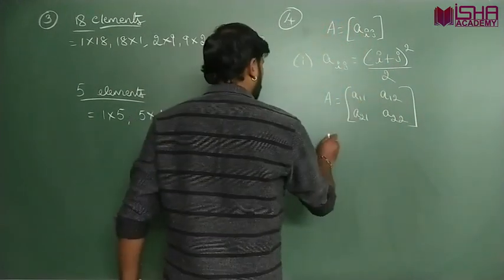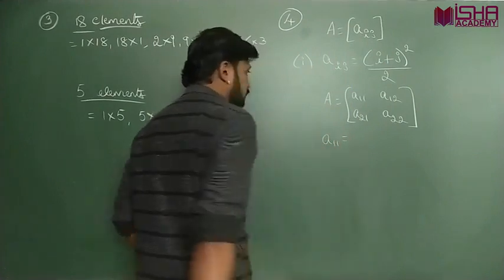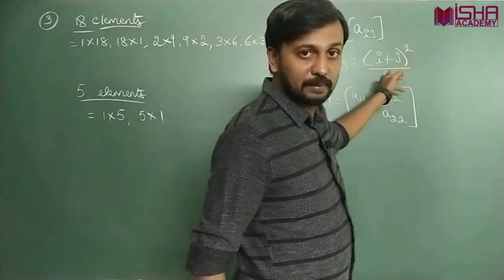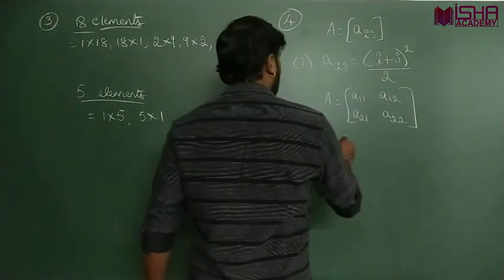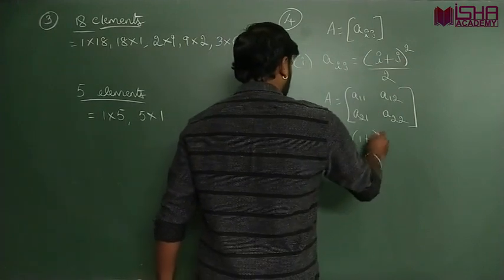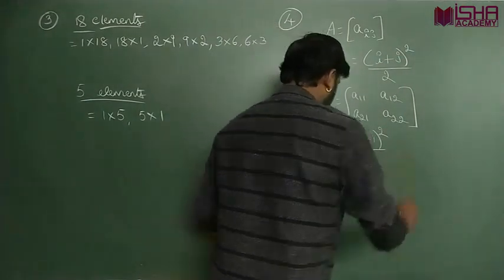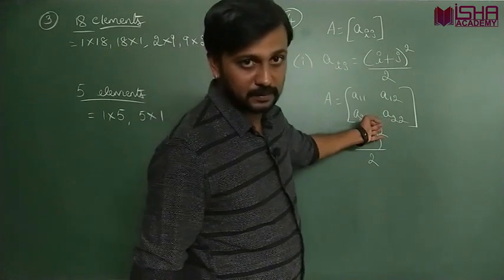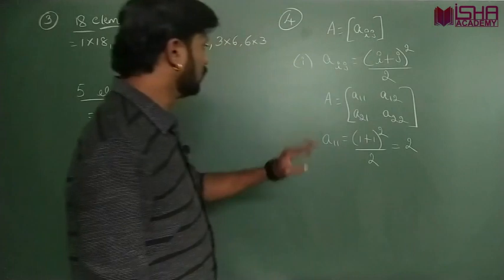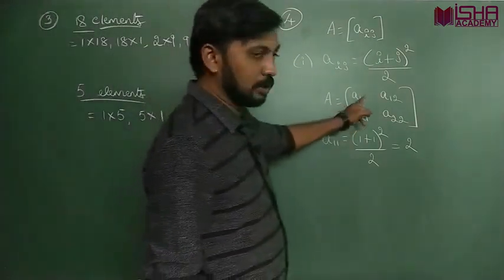So first element is A11. What happens? (i plus j) whole square by 2, that's the definition. So i is 1, j is 1, substitute. So (1 plus 1) whole square by 2. So 2 square, 4 by 2, which is equal to 2. So this is your first row, first column element.